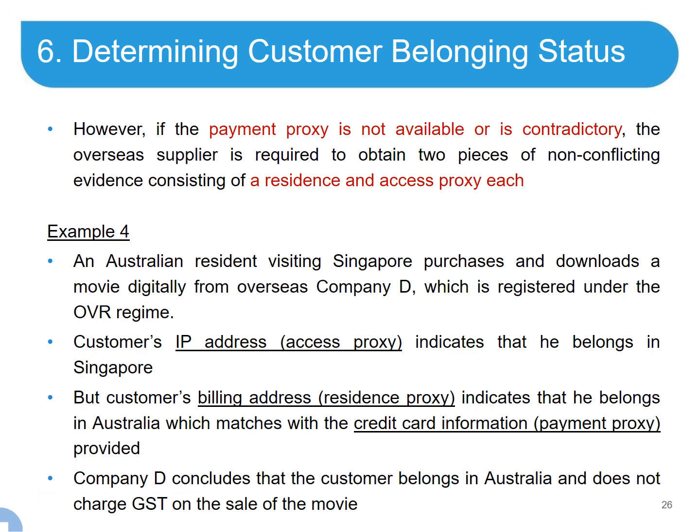In example 4, an Australian resident visiting Singapore purchases and downloads a movie digitally from overseas company D, which is registered under the OVR regime. The customer's IP address, the access proxy, indicates that he belongs in Singapore. However, the customer's billing address, the residence proxy, indicates that he belongs in Australia, which matches with the customer's credit card information, the payment proxy provided. Hence, Company D concludes that the customer belongs in Australia and does not charge GST on the sale of the movie.